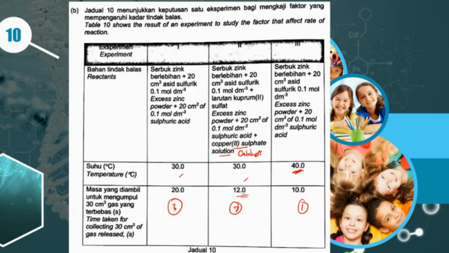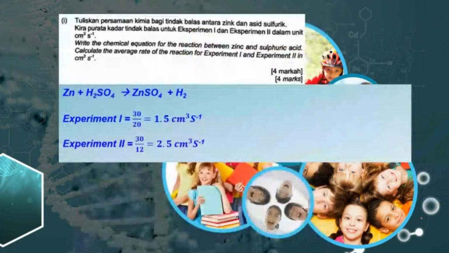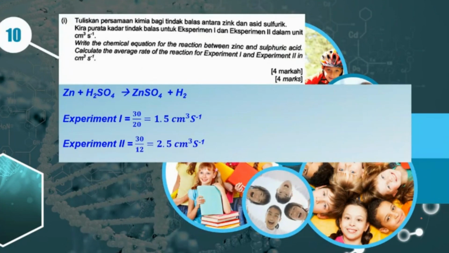So later you will see the comparison will be 1 and 2. Another one will be 1 and 3. So these two is the factor of catalyst. These two, 1 and 3, will be the factor of temperature. So now write the chemical equation, zinc and the sulfuric acid. This one we tried also just now. So this one 2 marks.